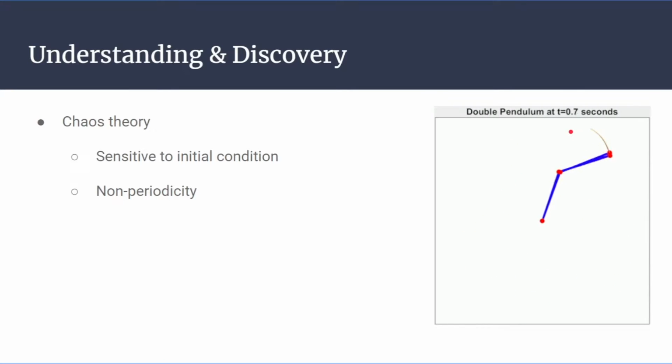Second, it is non-periodic. This feature implies that our goal to find a period of a double pendulum is generally not possible. However, we might be able to find a periodic solution in particular circumstances. Next page.